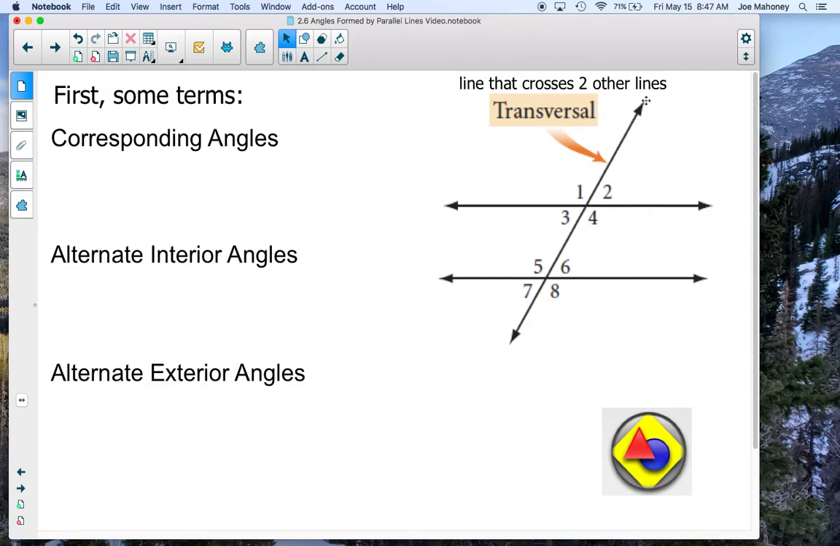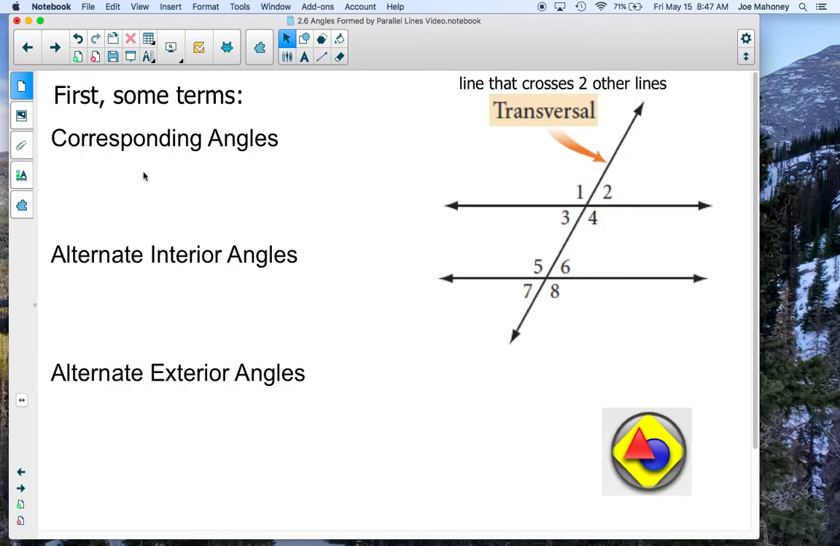So our transversal is intersecting these lines and makes angles 1, 2, 3, and 4. And then it keeps going. It crosses the other one and it's angles 5, 6, 7, and 8. And we have some relationships between these angles. And that's what we want to investigate today. But first, let's define what the corresponding angles are.